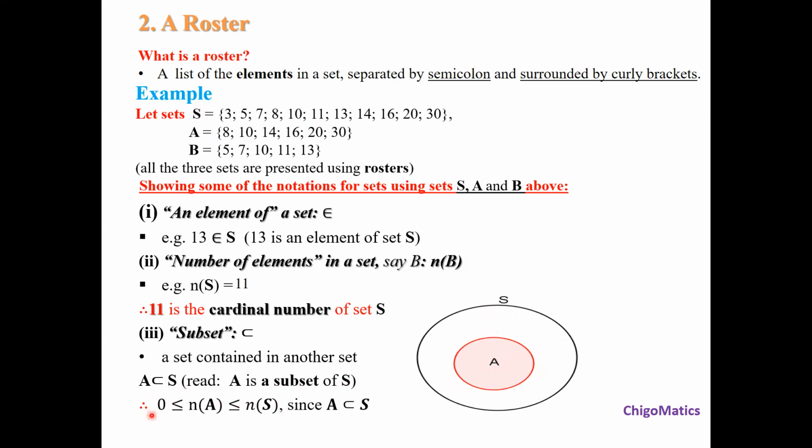Therefore, with that understanding, we can say the number of elements in set A is greater than or equal to zero, but always less than or equal to the number of elements in S, since set A is contained in set S. There is no way the number of elements in set A can be greater than those in set S. At most, they can be the same. Otherwise, it is always less because it's contained in set S. So this is an important situation.